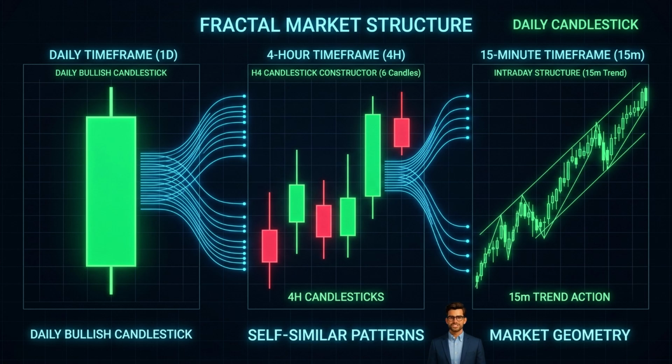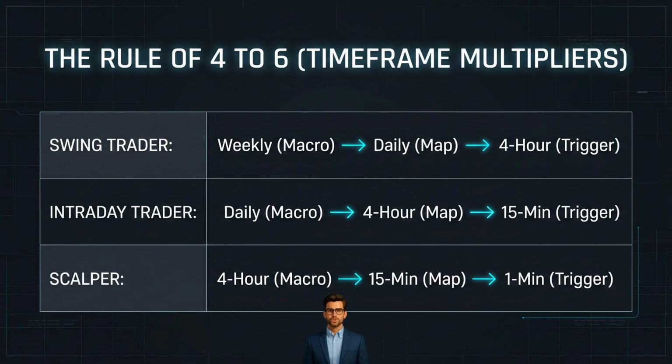This fractal understanding is the absolute foundation of the top-down approach, which is the mechanical system we will use to extract profits from the market. The top-down approach is a strict, rule-based framework that forces you to align your trades with institutional money. It requires you to select specific timeframes and analyze them from the highest down to the lowest.